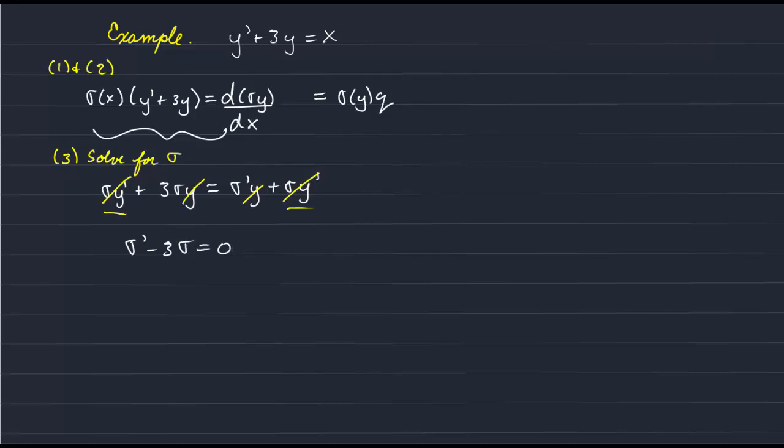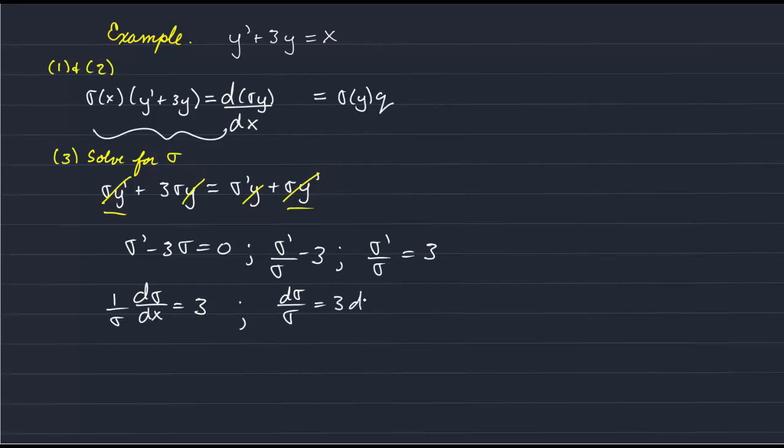So if we do a little algebra here, if we divide both sides by sigma, we get sigma prime divided by sigma minus 3, and then finally sigma prime over sigma is equal to 3. And we can solve this using integration because we see that d sigma dx times 1 over sigma is equal to 3. And then we can multiply both sides by dx, and we get d sigma over sigma is equal to 3 dx.